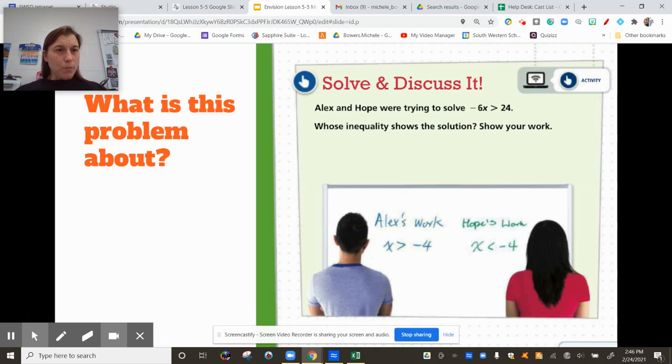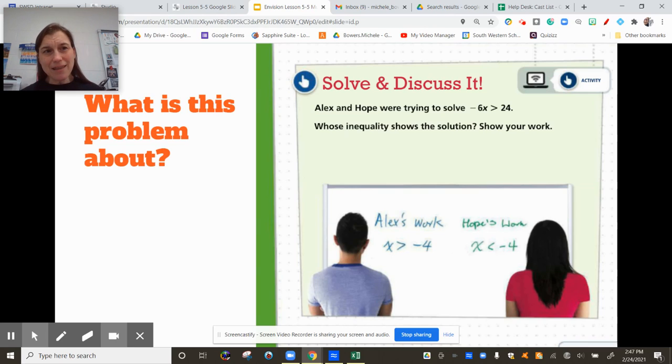So Alex and Hope are trying to solve this inequality. Negative 6x is greater than 24. And so Alex's work is x is greater than negative 4, and Hope's work is x is less than negative 4. But they're not really showing us their work. They're just showing us their solution. So what is this problem about? Like, what are we supposed to do about this?